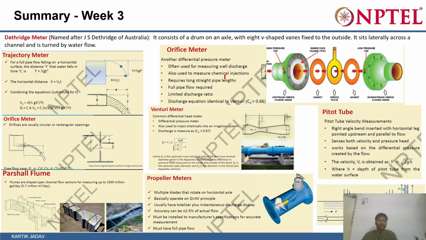Then we have looked at various kinds of meters that we fit in the pipe, majorly in a pipe. So you have the trajectory meter, orifice meter, and partial flume. The partial flume is an open channel structure, so that has different aspects.